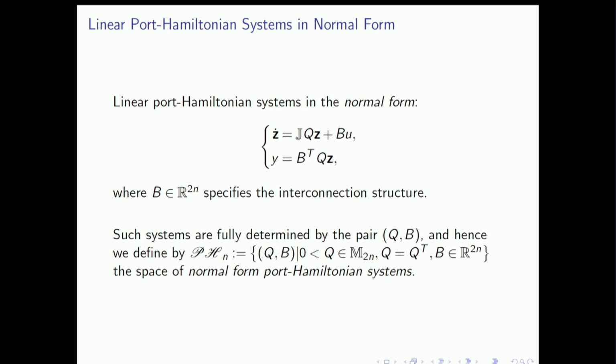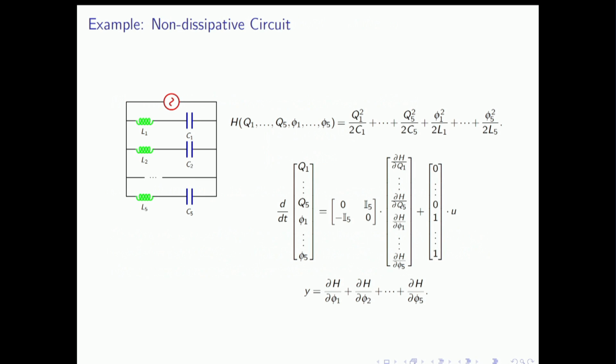I would call it the port Hamiltonian system in a normal form, because it's completely determined by Q and B, where Q is a symmetric matrix and B is a vector. For example, I can give you such an example. It's a circuit. It's non-dissipative because I'm not adding dissipation here. You can write down the Hamiltonian like that, and write it in the port Hamiltonian system form that I gave you just now, like a system equation like that. U here is voltage, and Y here is the current that flows through the port, right? Here is a parallel connection of inductors and capacitors, for example.